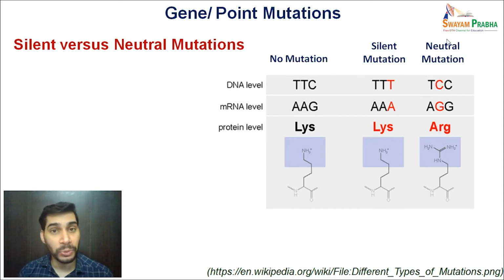Whereas in case of neutral mutations, there is a different amino acid, but this amino acid has similar properties to the one which was there without mutation, as both lysine and arginine are positively charged, basic amino acids. So this is called a neutral mutation. These neutral mutations are nothing but the conservative type of missense mutations which we just discussed in the previous slides.